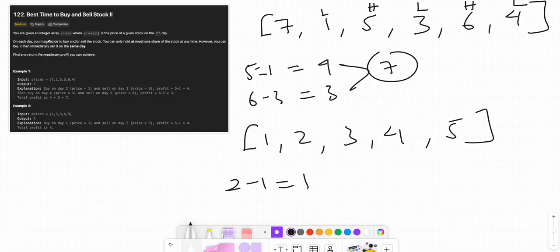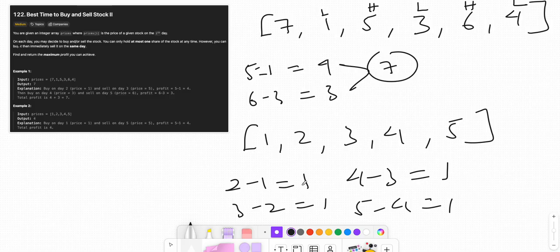Now, on each day you may decide to buy and or sell. So 3 minus 2 is also 1. The same thing, you can buy and or sell. So 4 minus 3 is 1, and 5 minus 4 is 1. So 1 plus 1 plus 1 plus 1 is 4.